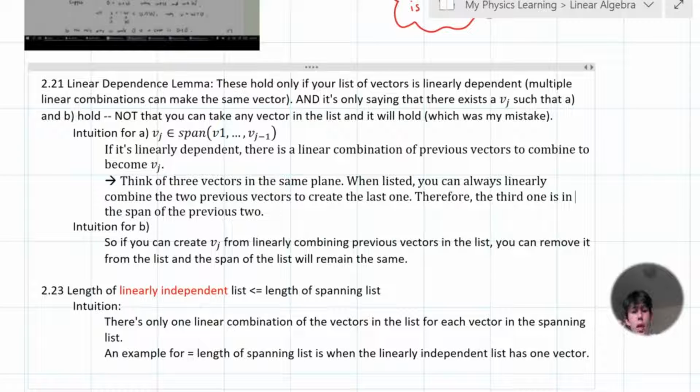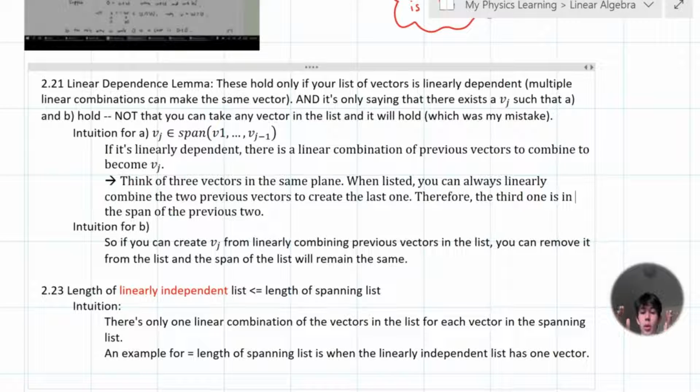So A states that if you take a list of vectors and they're linearly dependent, right? Vj, so you take the point Vj in the list, then the span of the previous elements, so there is going to be an element Vj where the span of the previous elements contains Vj. Because think about it, it's linearly dependent, which means multiple linear combinations make the same vector.